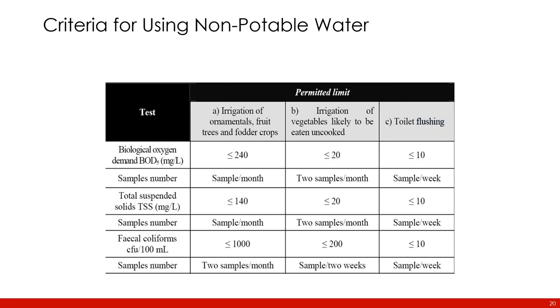And you can see that if we're going to irrigate ornamental plants or fruit trees or fodder crops, so we're not talking about potatoes or carrots or leafy crops such as spinach, or celery that you eat directly, but we're talking about fruit trees where the irrigation occurs remotely from the consumable part of the crop, or fodder crops that are fed to animals, or ornamental plants which you don't eat, then the BOD has to be less than or equal to 240 milligrams per liter. We have irrigation of vegetables likely to be eaten uncooked, it has to be less than 20. And if we're going to be flushing toilets, it has to be less than 10. These are the requirements for how often the sample must be taken to verify that this level of purity.